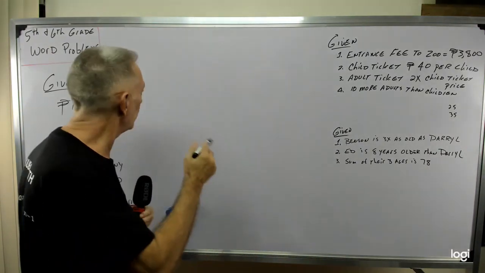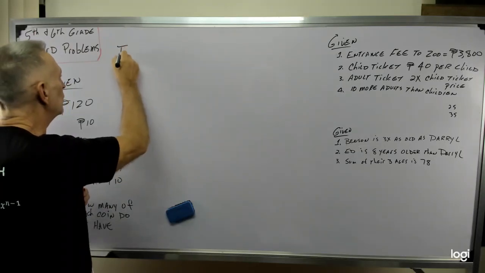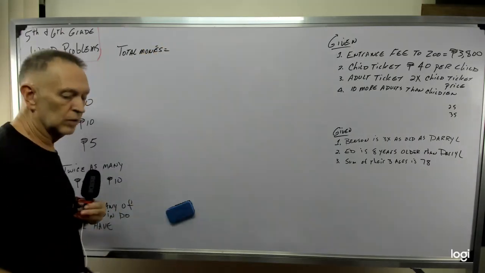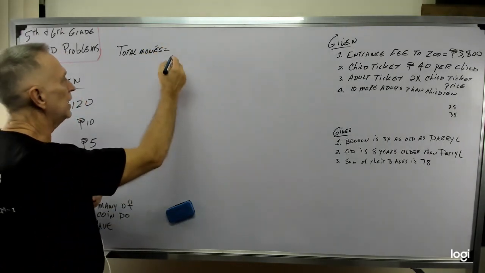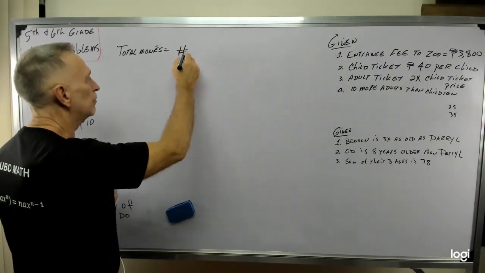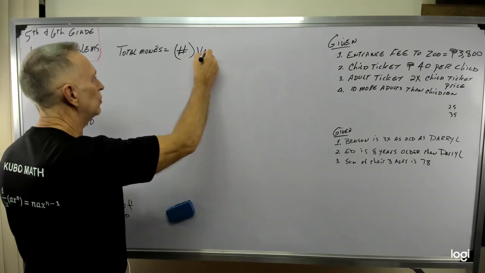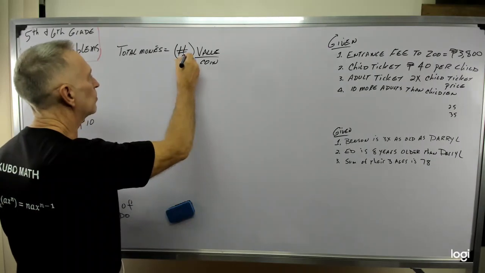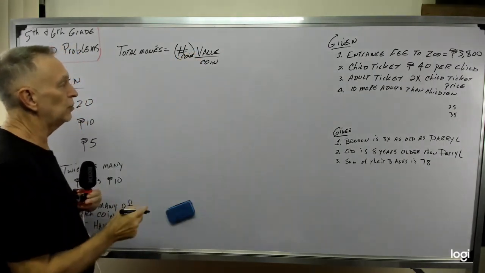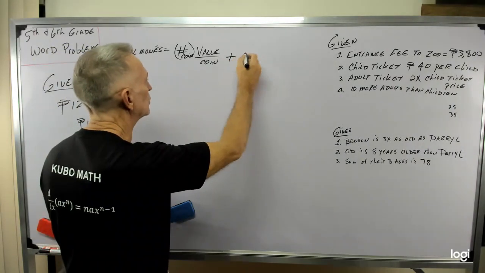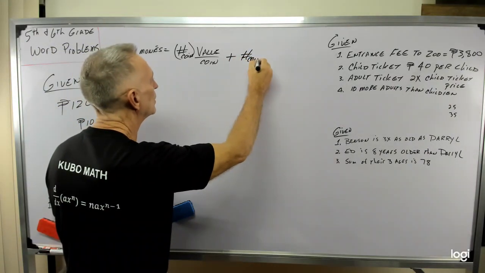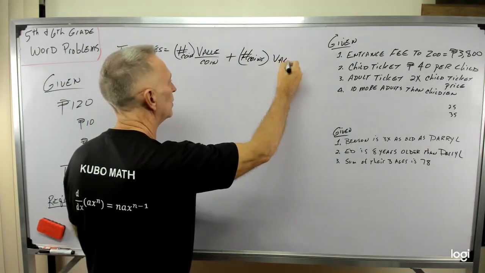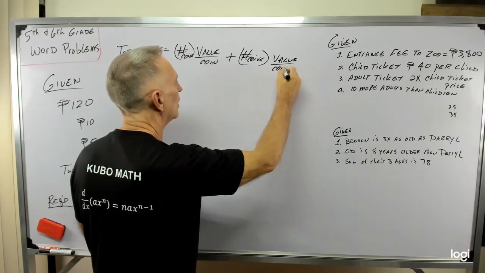Well, what to do? We know that the total monies would equal the number I have of one coin times its value per coin. So this would be the number of coins I have times the value of that particular coin, plus the number of coins I have of the other one and the value per coin of that coin.